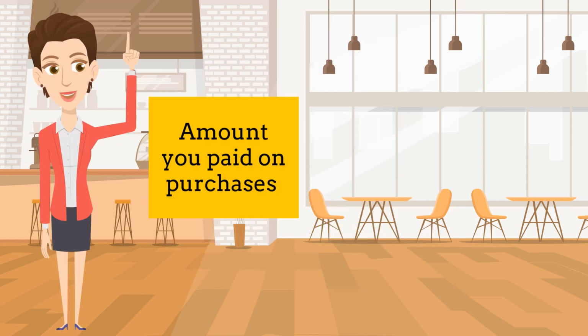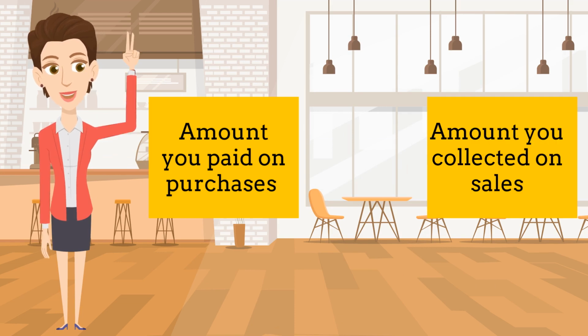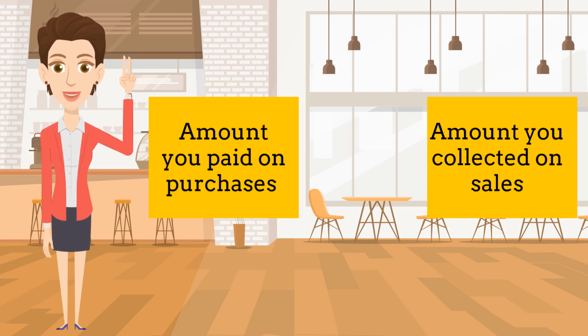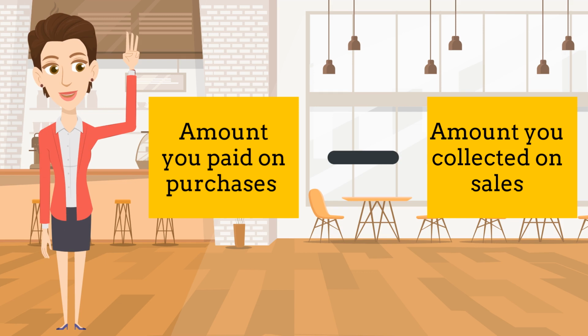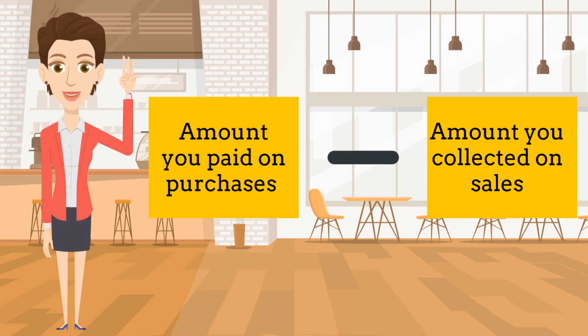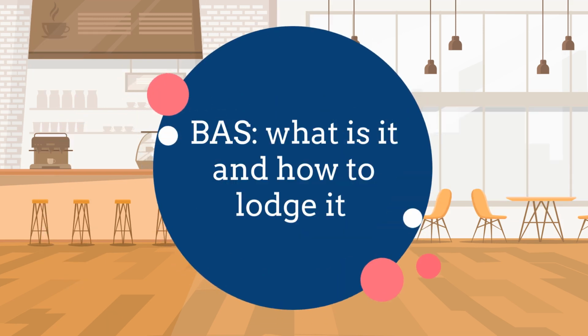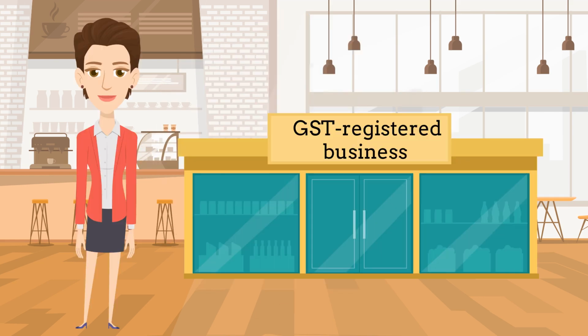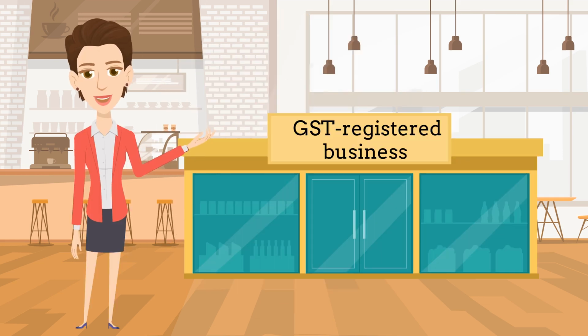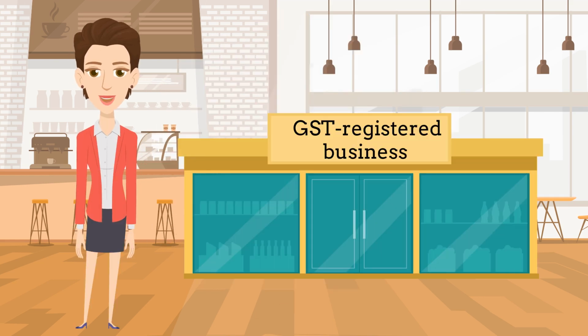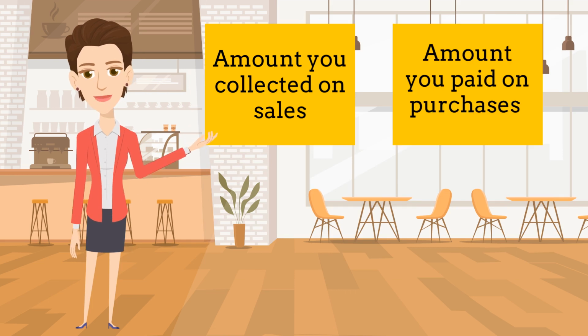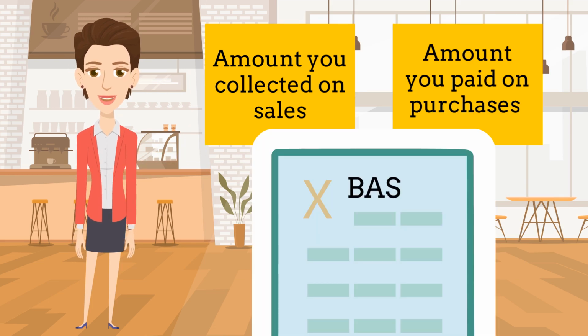Firstly, work out the GST paid on your business purchases. Secondly, work out the GST collected on sales. Thirdly, take away the GST on sales from GST on purchases. As a GST registered business, you'll need to let the government know how much you've collected and how much you've paid. You do this by completing a business activity statement.